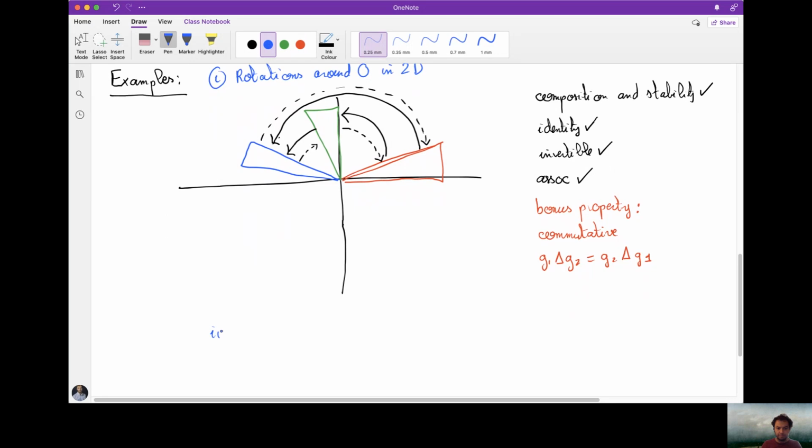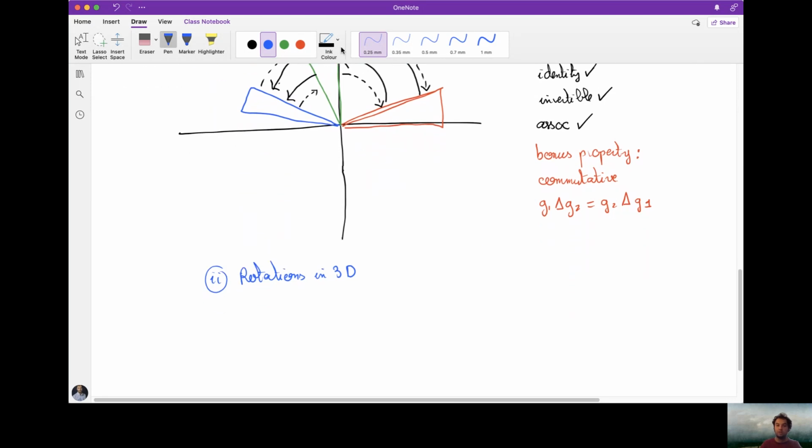Second example, just to see one example of a non-commutative group: rotations in 3D. Rotations in 3D work exactly in the same way. If you take 2 rotations, the result is a rotation, so composition works. The trivial rotation of doing nothing is a rotation, so there is an identity element. They're all invertible by doing exactly the same rotation but in the opposite angle, so it also works, and it's associative. I'm just going to put idem here, because they work exactly as before.